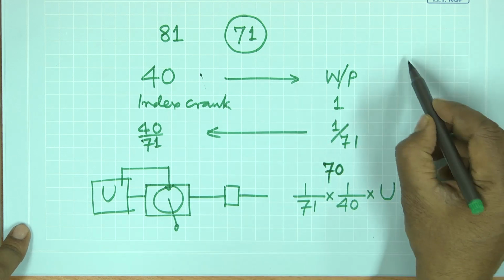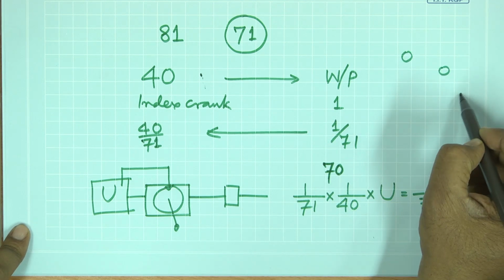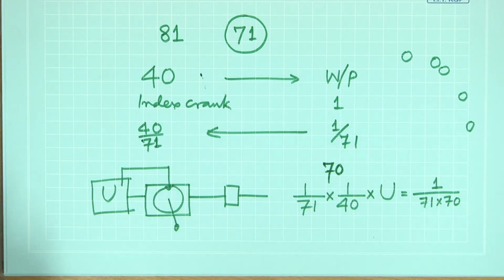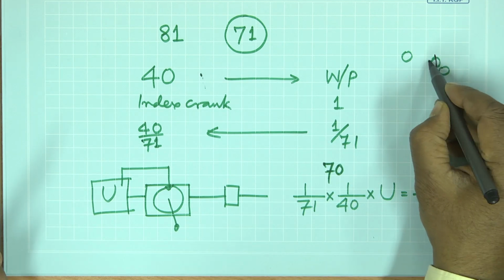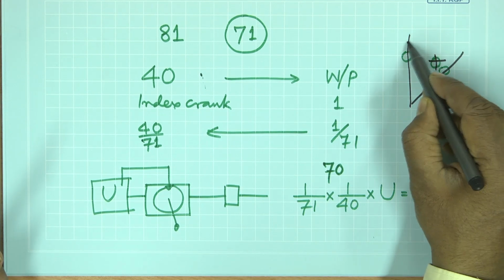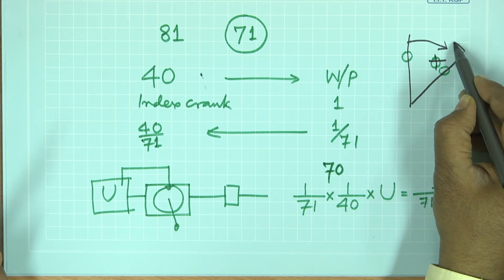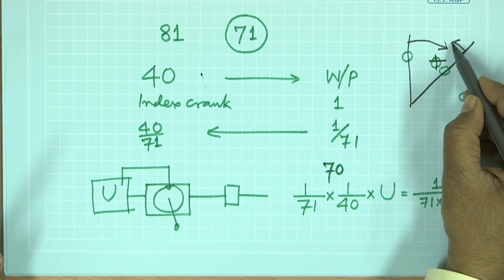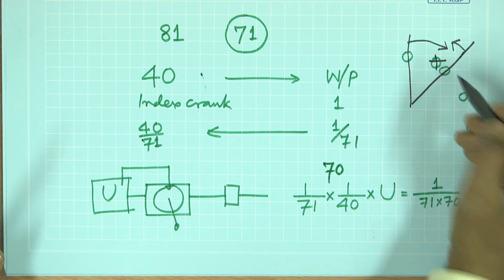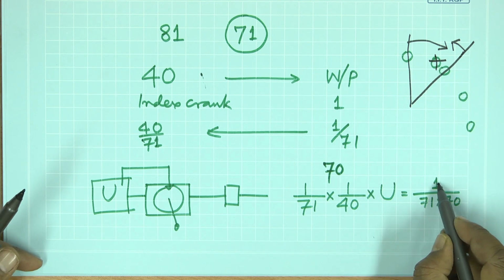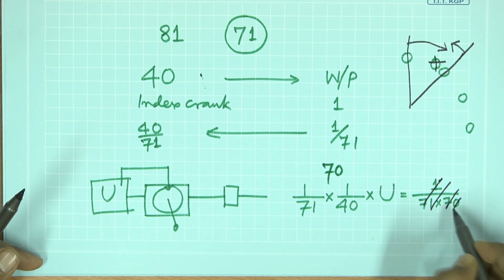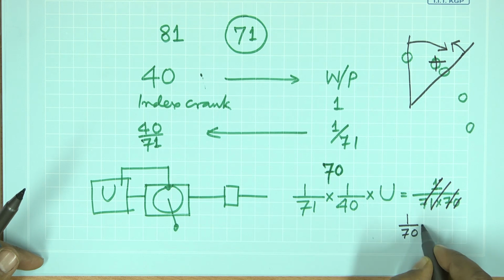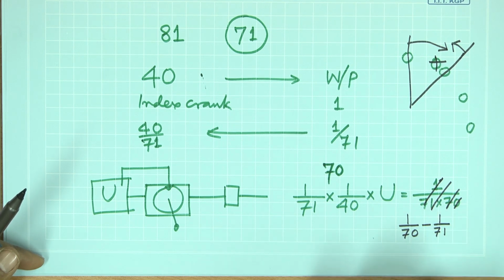So, here what do we want? If the holes are like this on the 70 hole circle, the 71 hole circle will be closer. Let me use a different color on this. The 70, this is the rotation that you want, and this is the amount of rotation that the index plate should suffer. So, it is going backwards, and therefore I will cut this out and write it again: 1 by 70 minus 1 by 71 should be the amount of rotation.